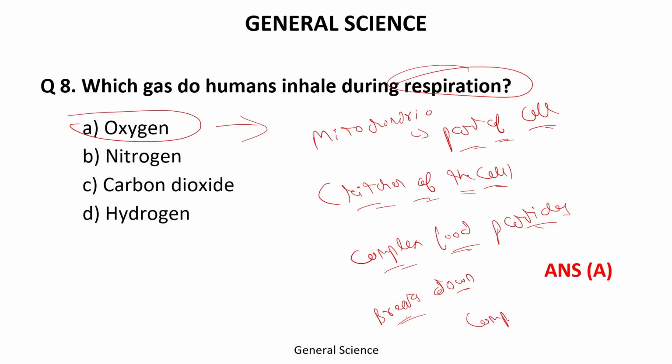Breaks down complex food particles into simpler ones. So remember, oxygen is very essential for the mitochondria because of the breaking down of complex food particles into simpler ones for further energy generation.